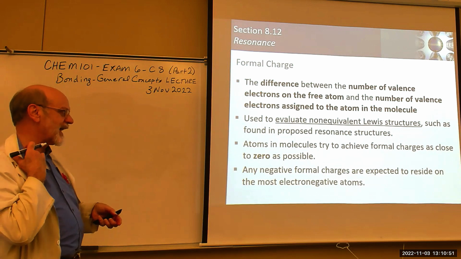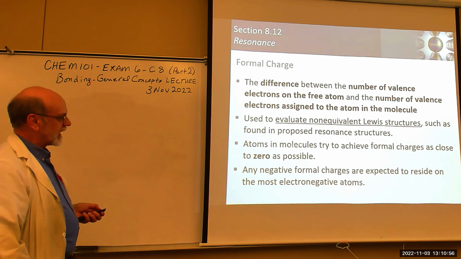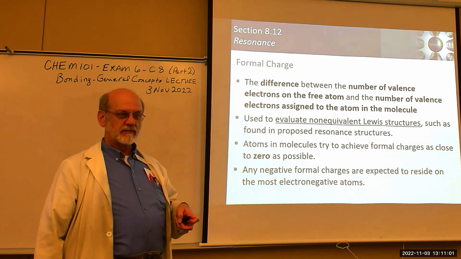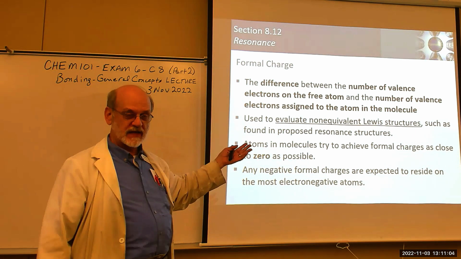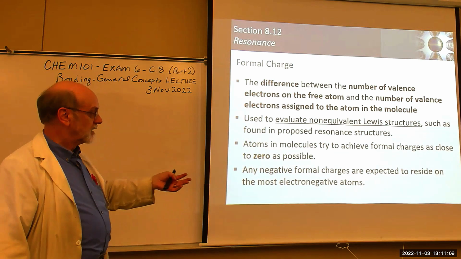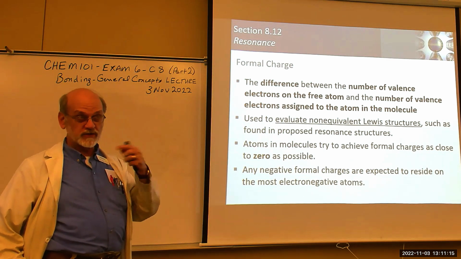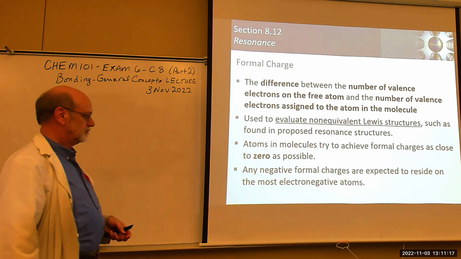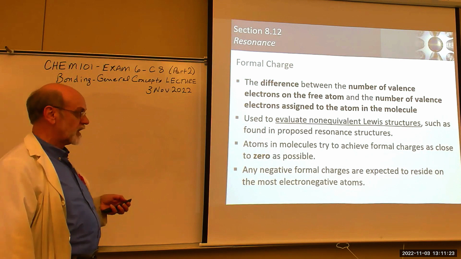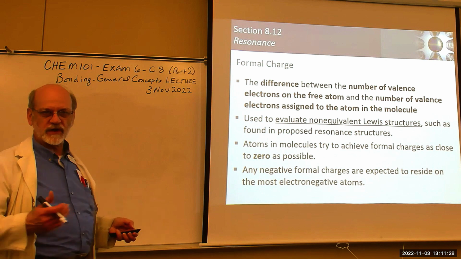Okay, now we need to talk about how to do it. First of all, when you draw these structures, they can't be equivalent. If they're equivalent Lewis dot structures, like our nitrate ion in the previous slide, then you have to invoke resonance, right? You can't pick. But if they're not equivalent, then we can use formal charge to help us decide which one is preferred. The whole idea behind formal charge is that atoms and molecules try to achieve formal charge as close to zero as possible. That's a better way of saying what I said a minute ago.